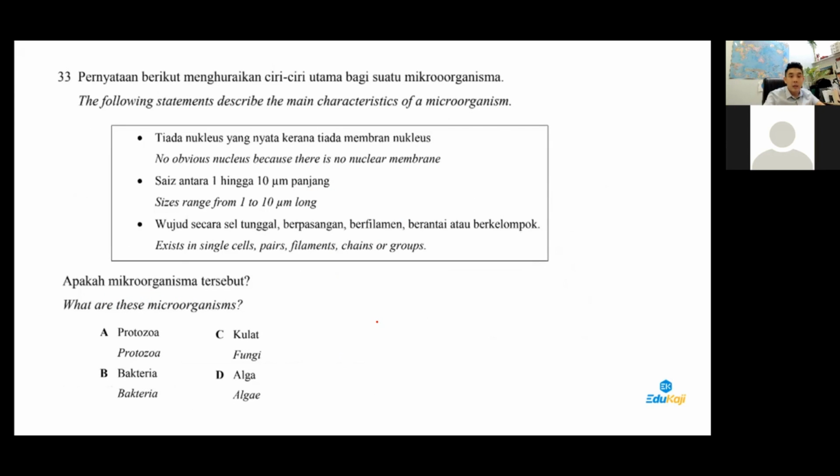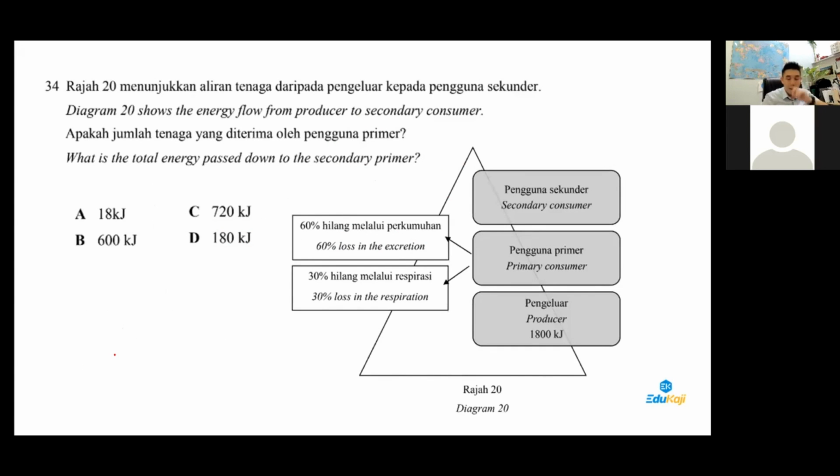Okay, 33. No nuclear membrane. Can be single, can be chain, can be group. This is obviously explaining bacteria. Guys, this type of question, you have to read, whether you use textbook, tuition notes, or reference book. This one have to read. This one no choice. This is from the 6 kingdom system, from the 5 kingdom. Okay, this is D, guys.